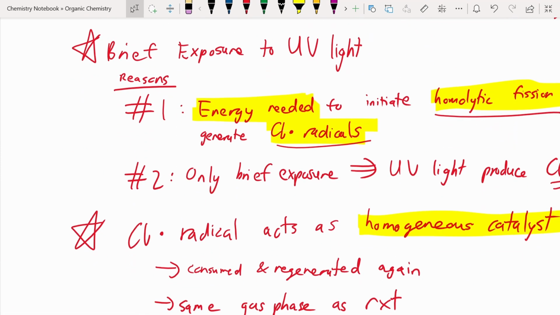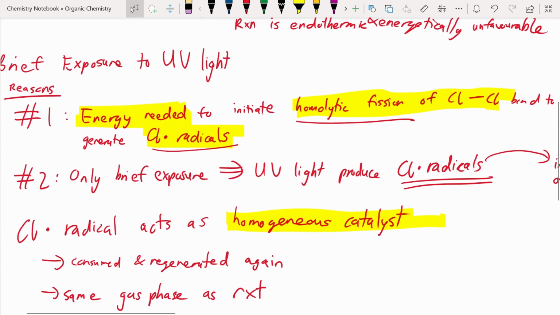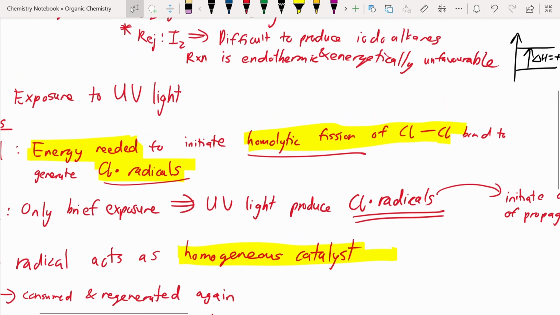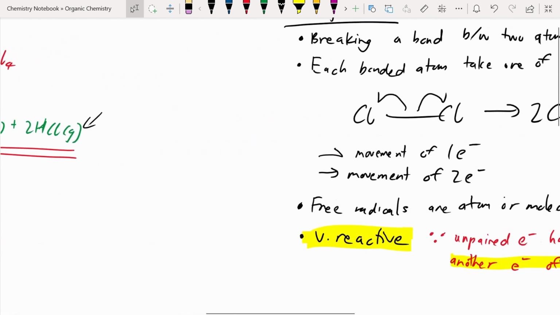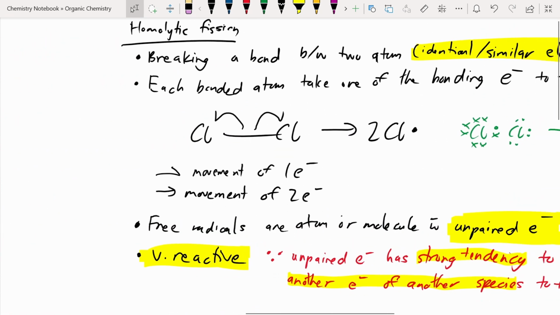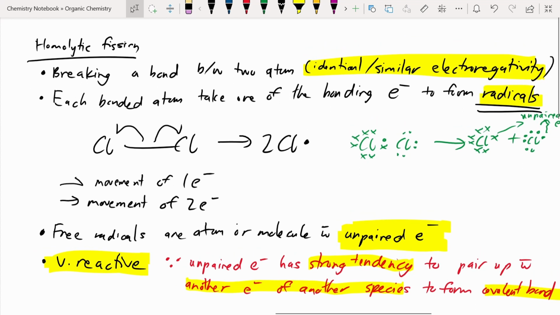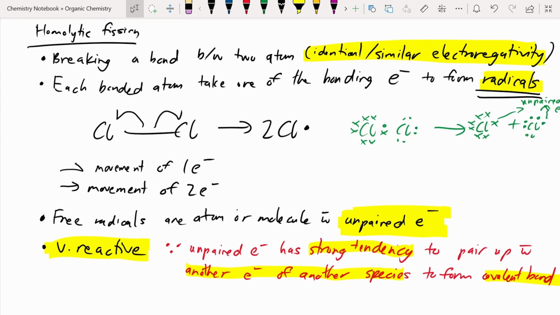Also another criterion is that you need a brief exposure to UV light. Energy is needed to initiate the homolytic fission of the bond. It can be the chlorine or bromine bond, to form chlorine radicals or bromine radicals. To recap, homolytic fission is the breaking of a bond between two atoms that are identical or have similar electronegativity. In this process, each bonded atom takes one of the bonding electrons.